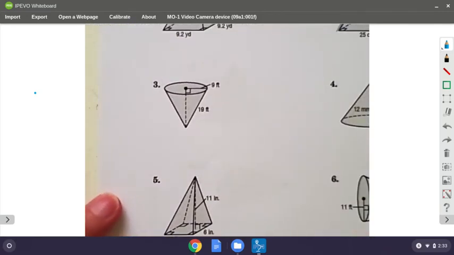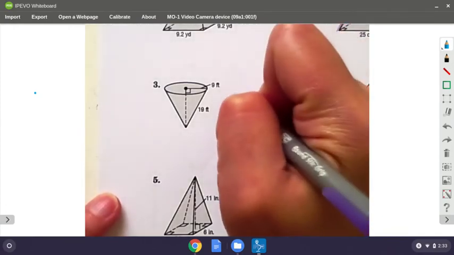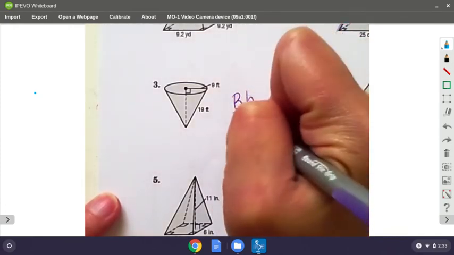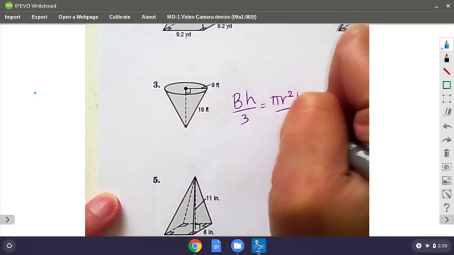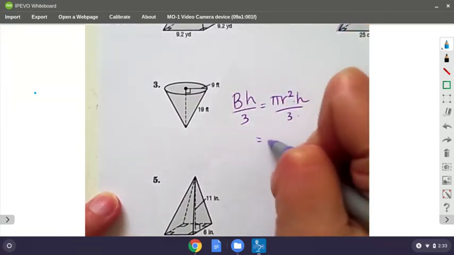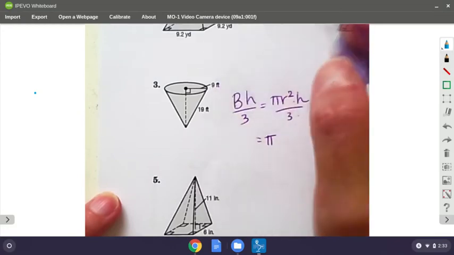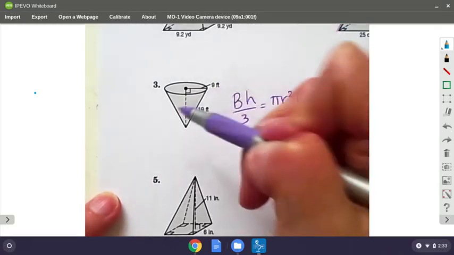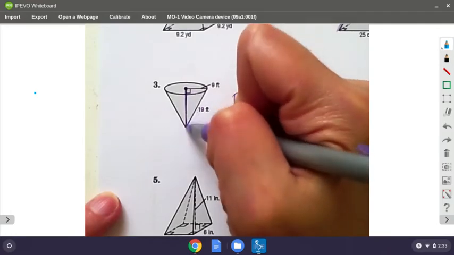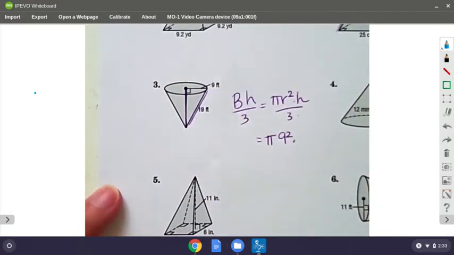Let's do this cone. So remember the formula for the cone is also area of the base times the height divided by 3. So that's going to be pi r squared times the height over 3. So for this one, it's going to be pi. The radius is 9. So 9 squared times the height of the pyramid we need. So we need to find this. I just realized they gave us the slant height.